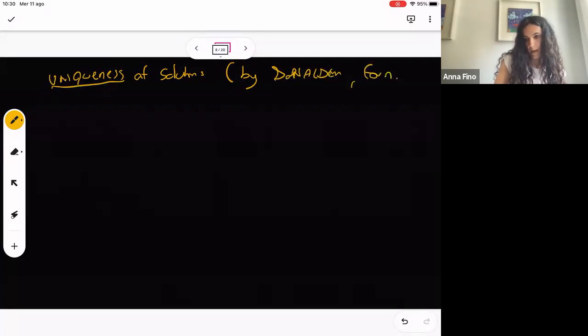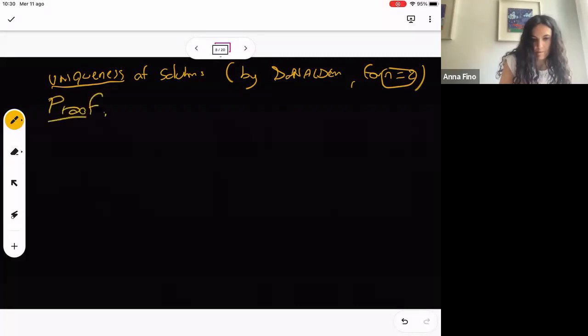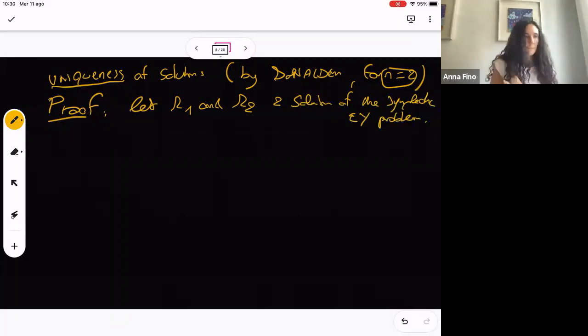For n equal to 2, we really use geometry in 4 dimensions, and the proof is the following. Suppose we have 2 solutions, so let omega 1 and omega 2 be solutions of the symplectic Calabi-Yau problem.